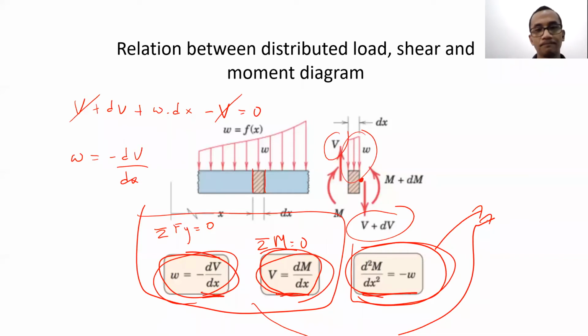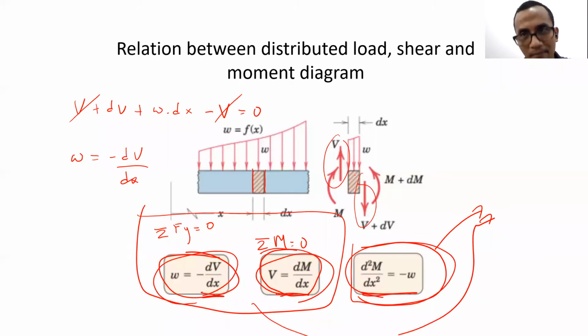Rizky: I still cannot imagine what the difference is between V and V plus dV. V is actually the shear force which is happening on the left edge, and V plus dV is the shear force which is happening on the right edge, because there must be a difference, right, if we have a w in the middle like this.